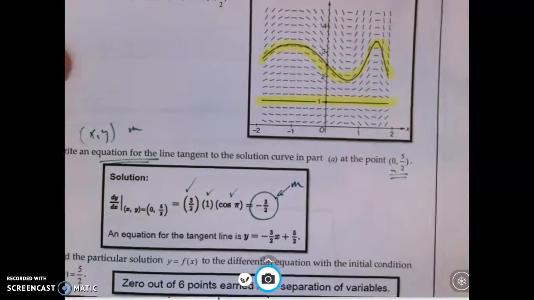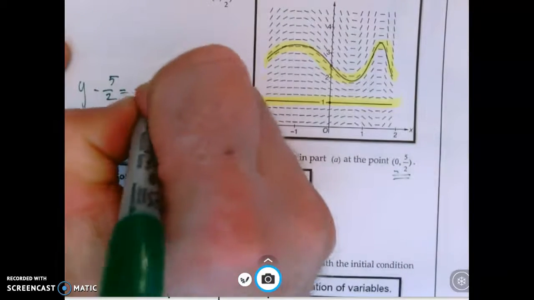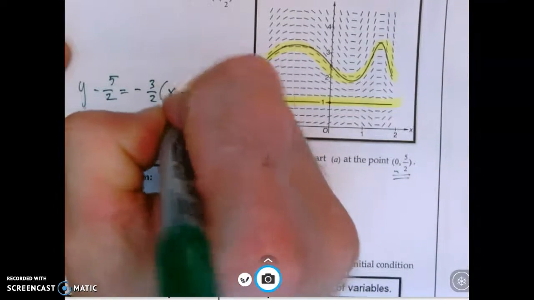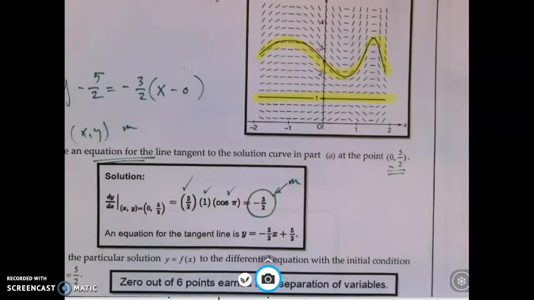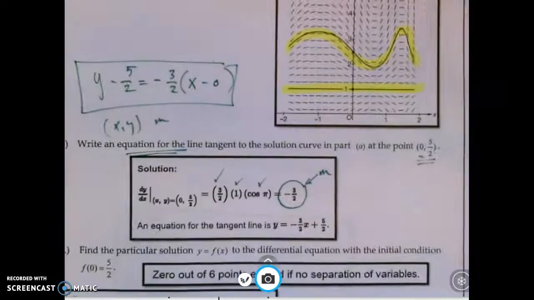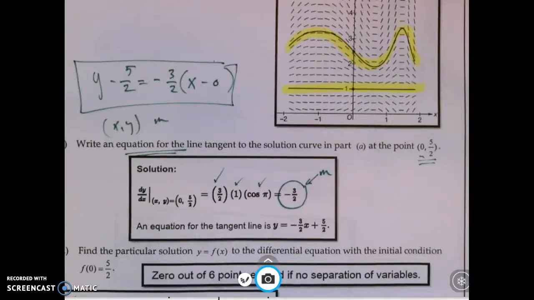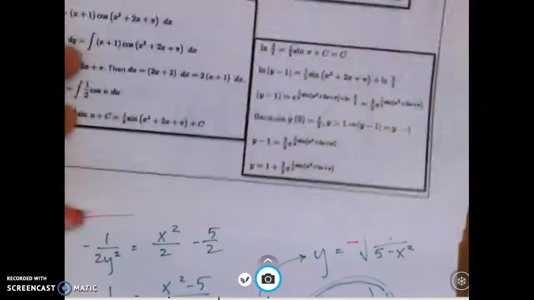So we go y minus 5/2 equals my slope, which is negative 3/2, times x minus 0, which is excessive, and that's our solution. We could put it into slope-intercept form. We don't have to. Point-slope form is more than acceptable. All right. Last question of progress checks.